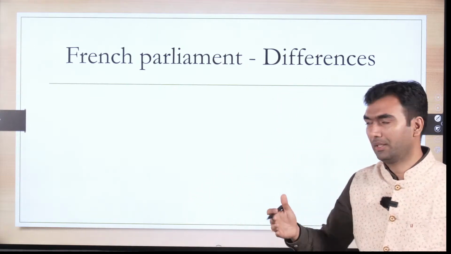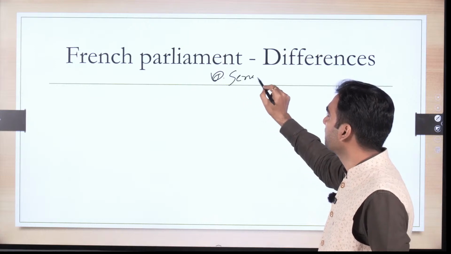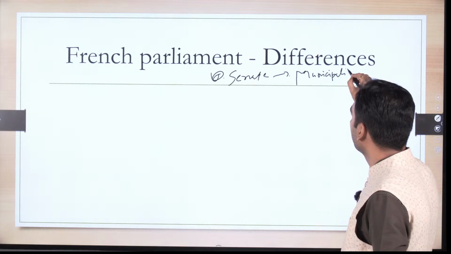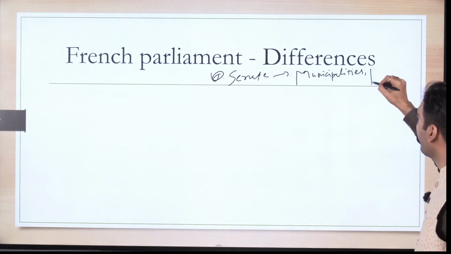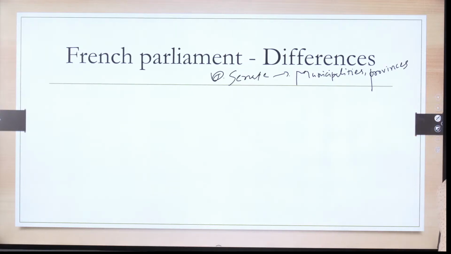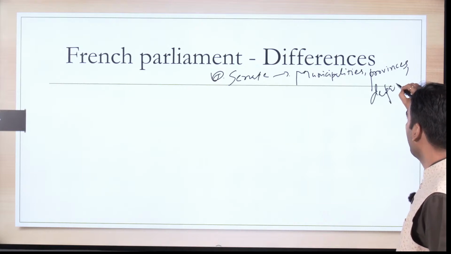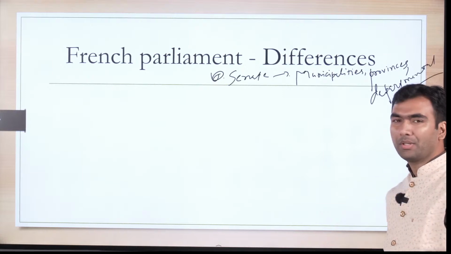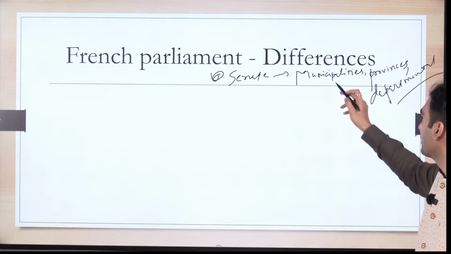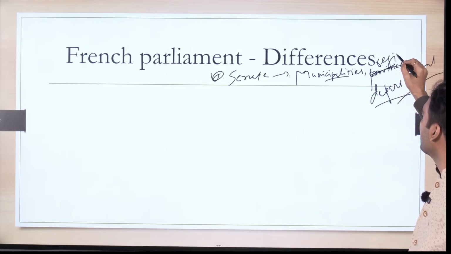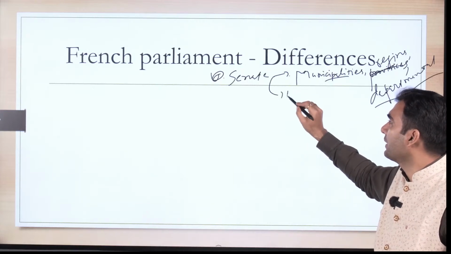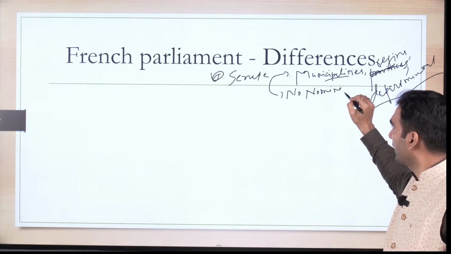But the upper house is very much different. In their upper house, which is called the Senate, there are representatives from municipalities, there are representatives from provinces, which are called regions over there, and then there are departmental representatives as well. So it also has multiple representatives, not only from the regions. They have regions, municipalities, and departments. Do not write provinces because they are using the word regions. There is no nominated member in their Senate. All the members are indirectly elected.